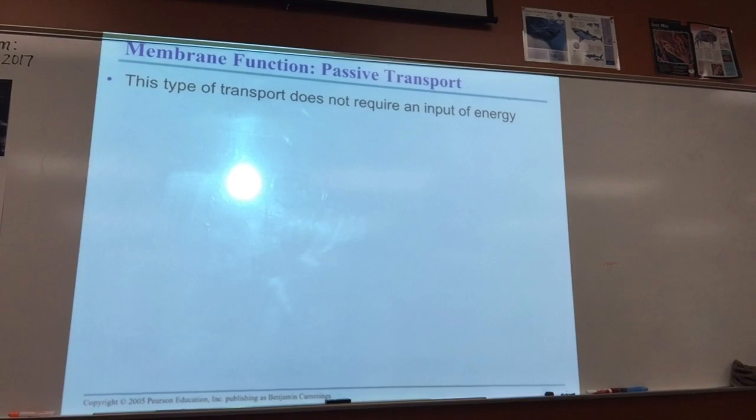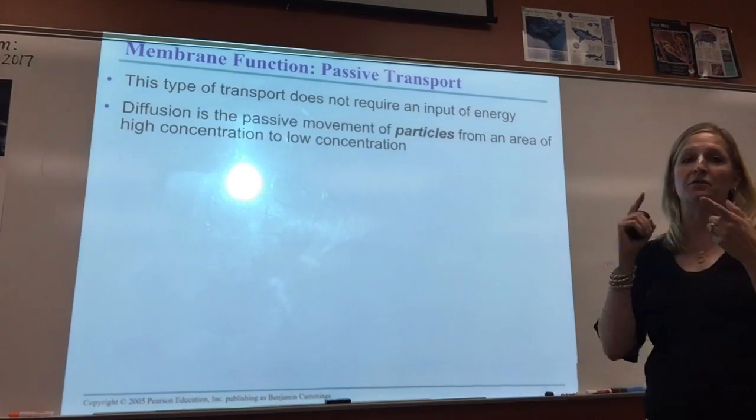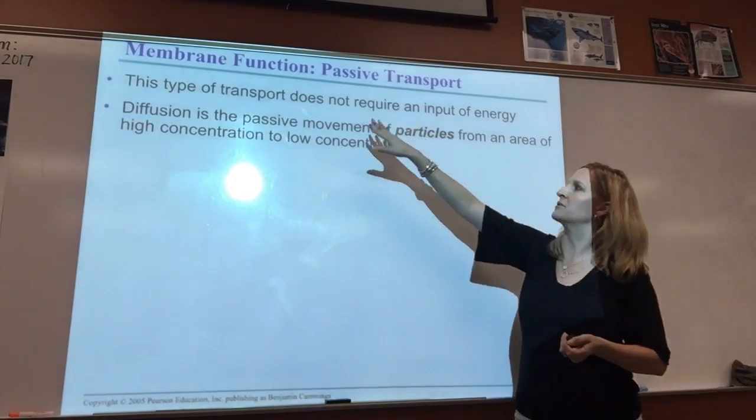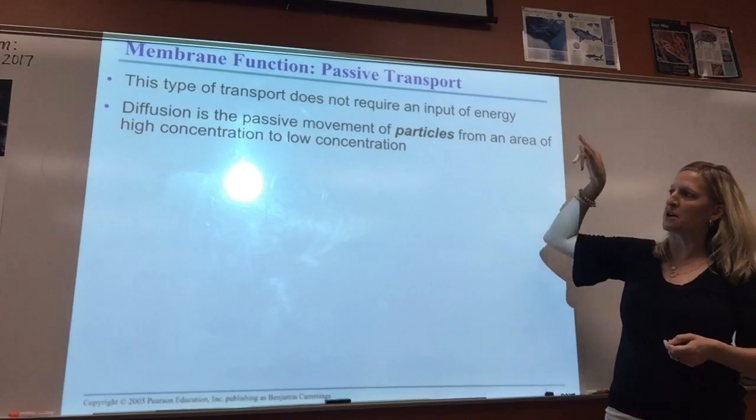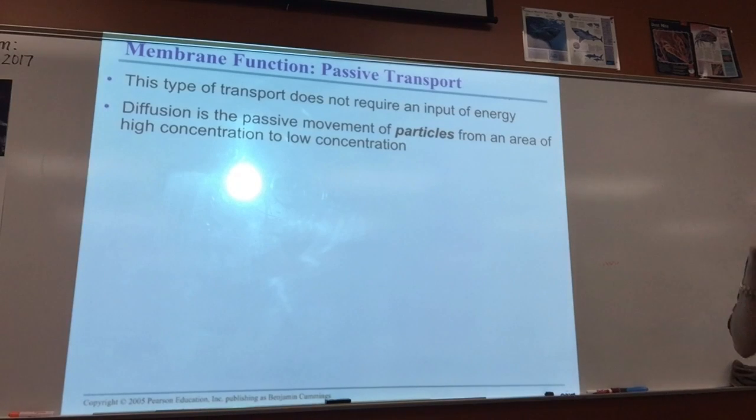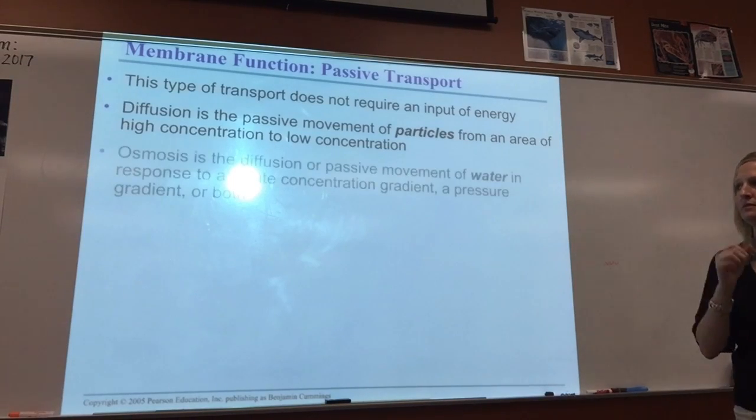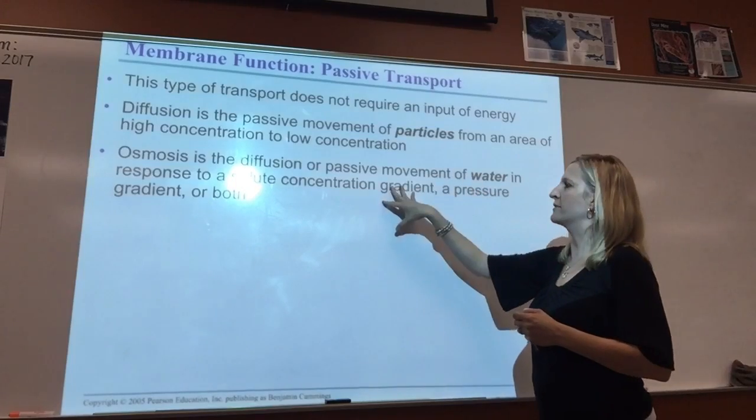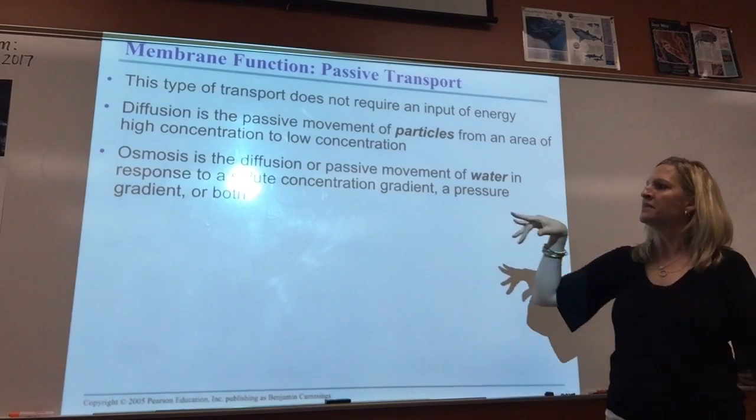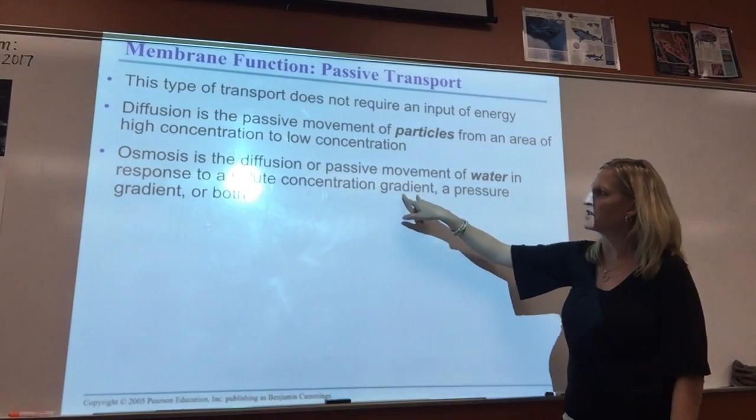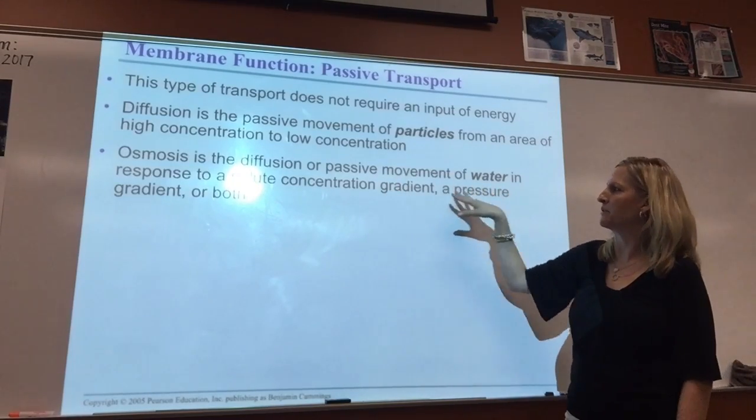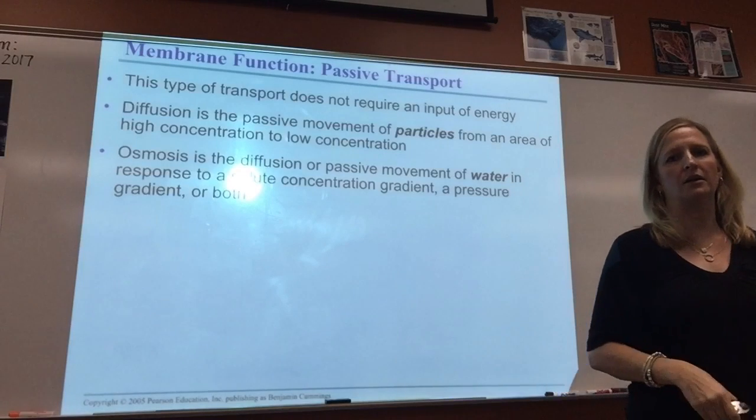There are two types of passive transport that we're going to talk about, diffusion and osmosis. So diffusion is the passive movement, meaning it doesn't require an input of energy, of particles from an area of high to an area of low concentration. Osmosis is the diffusion or passive movement of water. So osmosis is the special name for water diffusing. And it says in response to a solute concentration gradient, a pressure gradient, or both. And as we go through, we'll talk about these and they'll become a little bit clearer.